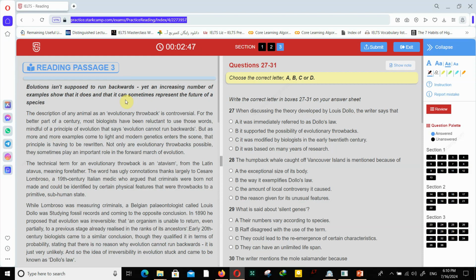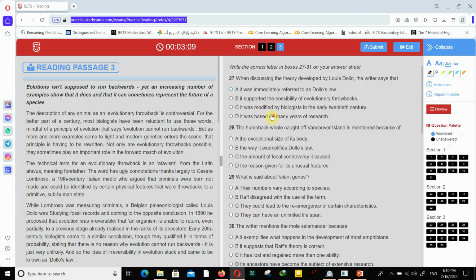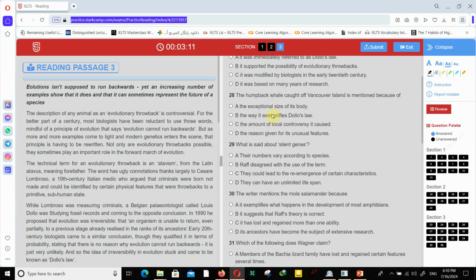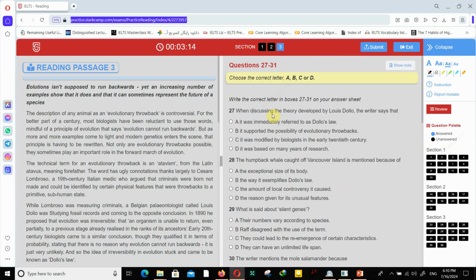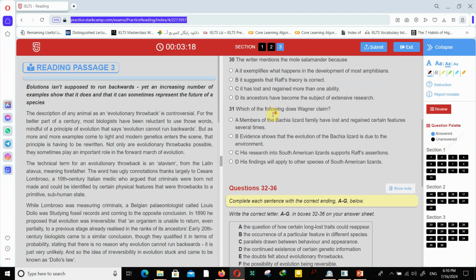So this is passage 3. Most of the time passage 3 is the most difficult one to answer. And actually I'm using a mixture of techniques to deal with this kind of questions. So first, look at the questions. These are multiple choice questions, 27 to 31. So in this type of test, the questions and answers are in the same order. This is good news actually.